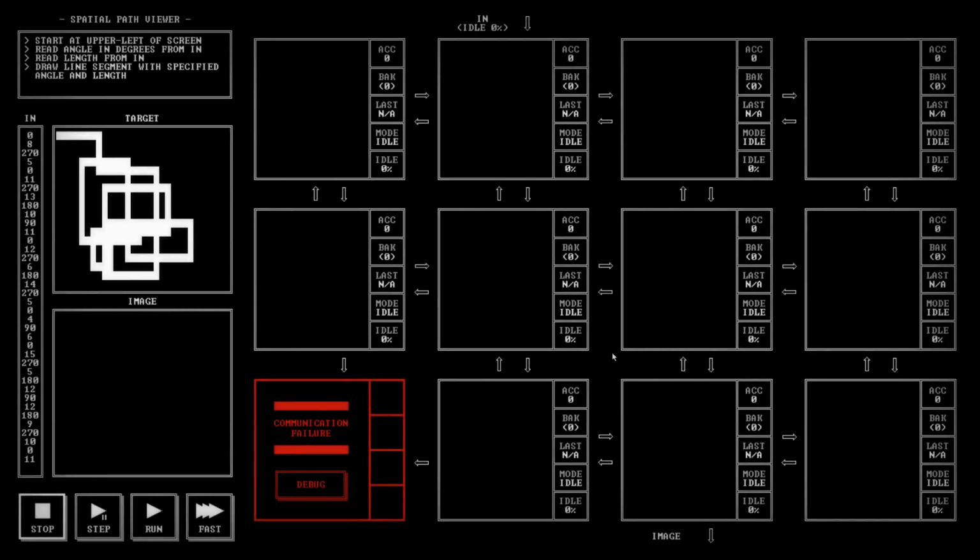Okay. So, start at upper left. Read angle. Read length. Draw line segment. Okay. I'm sure I can do this. I doubt I can do this in 12 minutes. I'm not sure that I can't, though. Okay, so let's start here. It's good to start at the end.